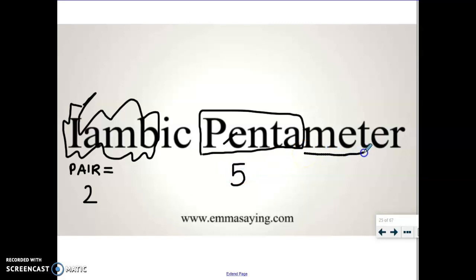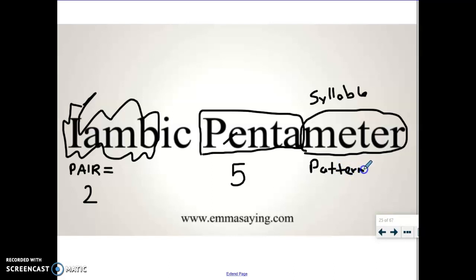Okay? The last word right here is then the word meter. And basically all meter means, if we go back to our definition, is syllable pattern or scheme. Okay? So how are the syllables being arranged in a line of poetry? So this part here actually gives us our answer.